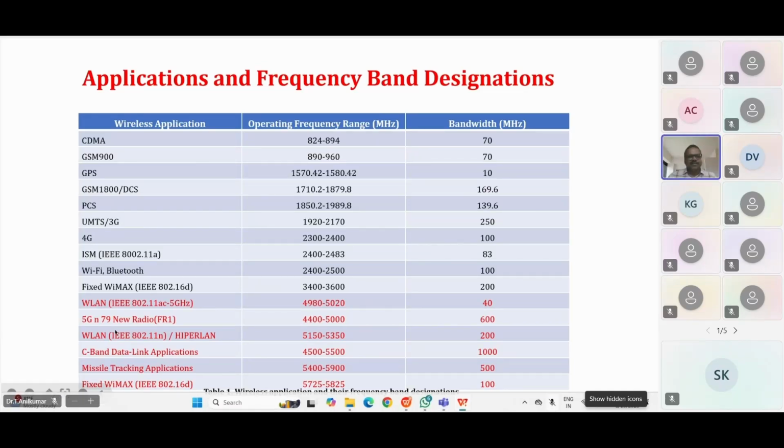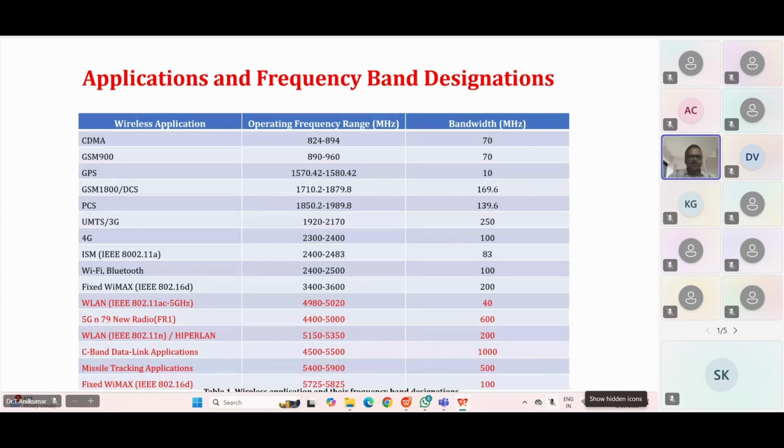So these are the frequency band designations, and a lot of applications are involved. The main concentration is highlighted in red color. So these are the frequency applications where we can work, and also where I have worked.